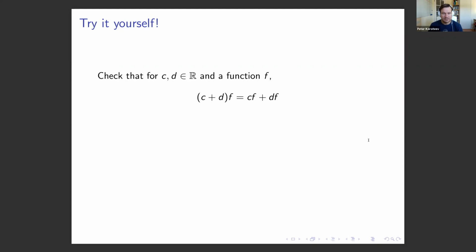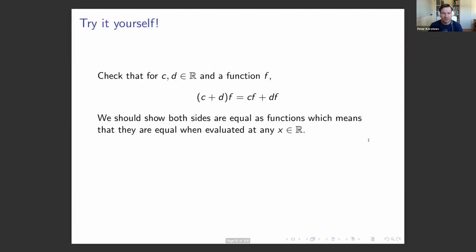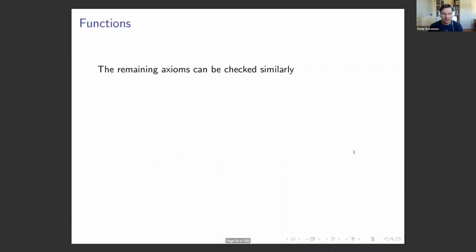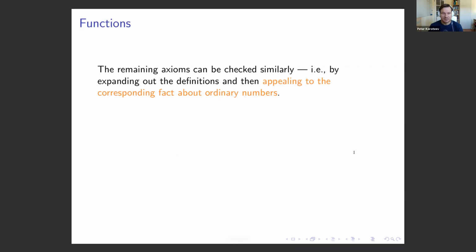Finally, we need to check this property. Again, we evaluate those functions. They have to be equal when evaluated at any point x in R. And that's clearly the case. So ((c + d)f)(x) is equal to (c + d) f(x) and so on. You can see that those properties are clearly satisfied. Similarly, you can check the remaining axioms by expanding out the definitions and then appealing to the corresponding fact about ordinary numbers. It's a good exercise to try this at home, in addition to the homework.